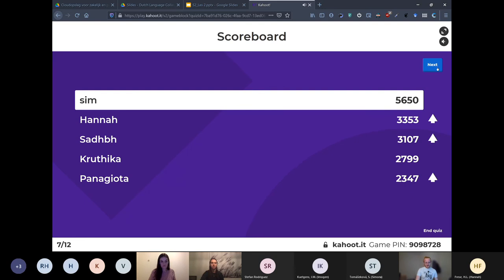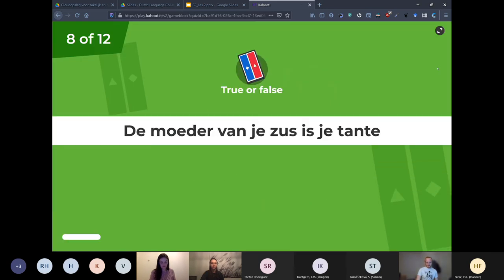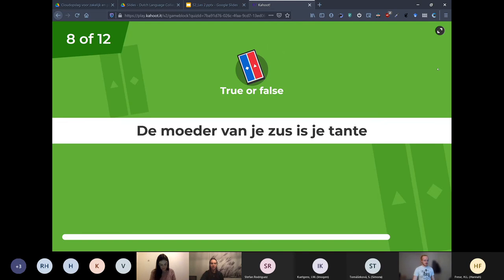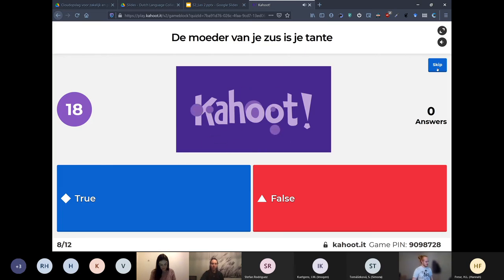Ooh, Sim and Hannah and Save. Still strong. All right, true or false? De moeder van je zus is je tante. Wie is de moeder van je zus?